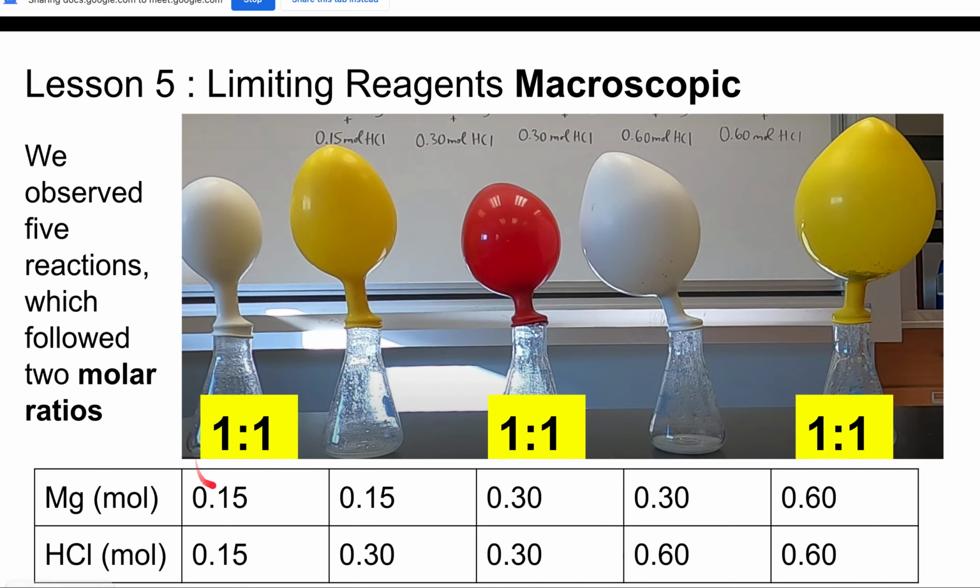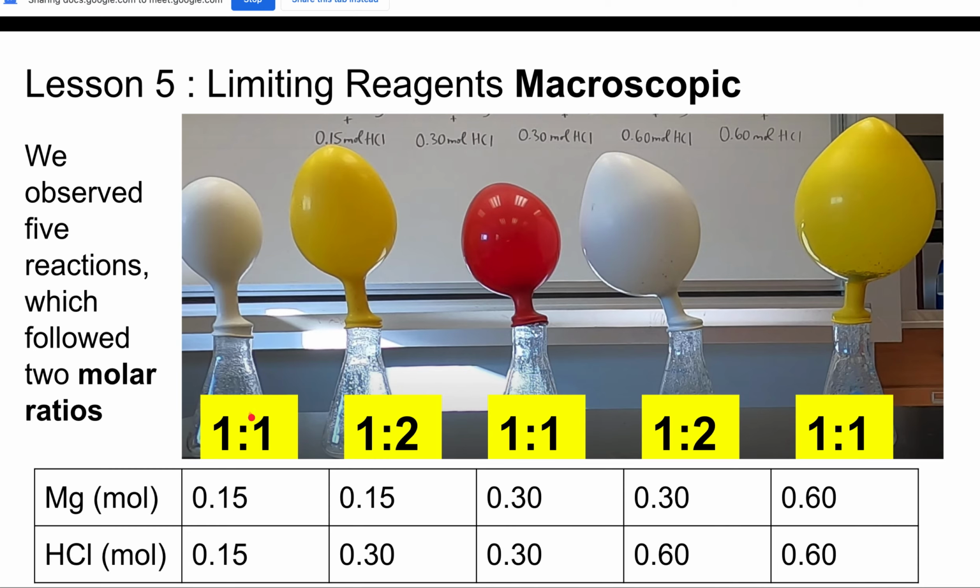So we had a 1-to-1 molar ratio here. And all that means is that we have the exact same number of moles of each of our reactants or starting materials. We also had a 1-to-2 ratio with flasks 2 and 4, which means that for every 1 mole of magnesium, we had 2 moles of hydrochloric acid. So that for this specific example, that looks like 0.15 to 0.3 and 0.3 to 0.6.